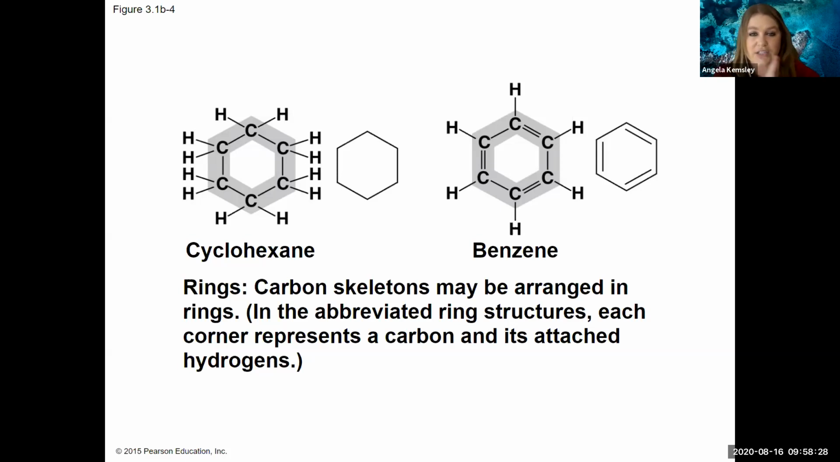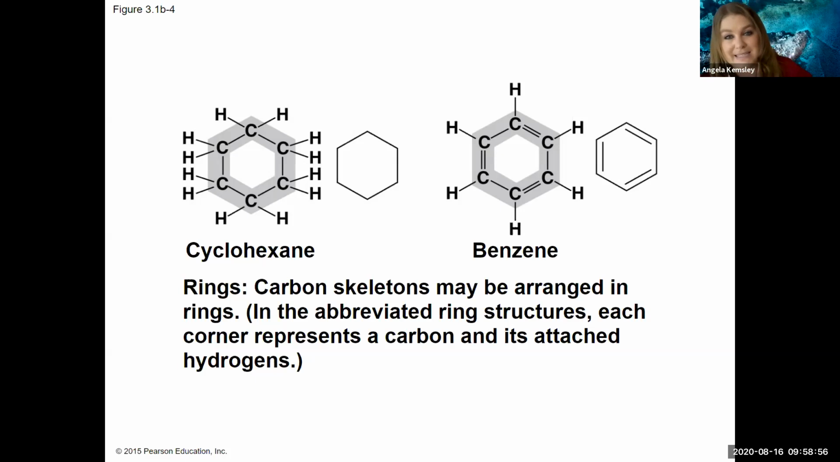Now take a look just to the right of that. You'll notice that there's kind of this empty ring. We can make some assumptions about this. So when you see a ring like this, at each of the corners, you are meant to imply that that is a carbon. So wherever you see a point, that's a carbon. And if there's nothing written around it, assume that any extra electrons are bonded to hydrogen.